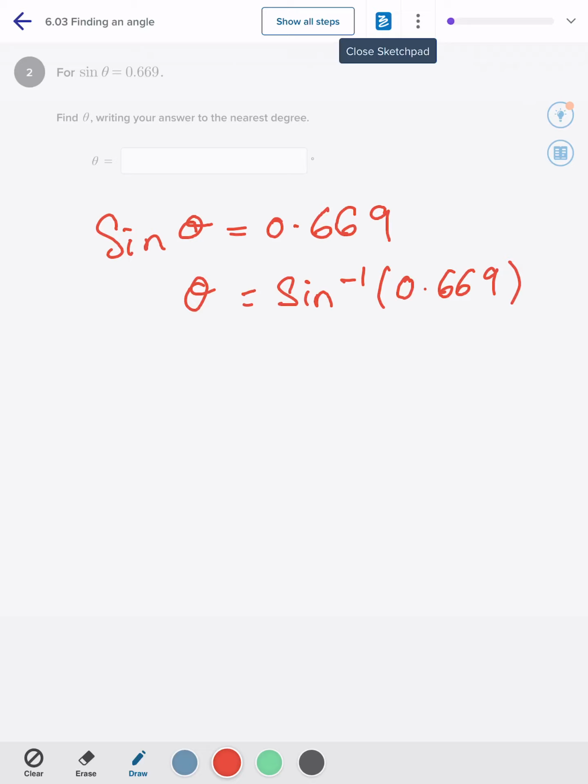Now on my calculator, again, don't forget to press shift and now enter sine. On your calculator you should see sine inverse, open bracket, so you would write 0.669, close bracket, equals, 41.9899. So to the nearest degree it is 42 degrees, because 9 is bigger than 5, so we round it up to 42 degrees.